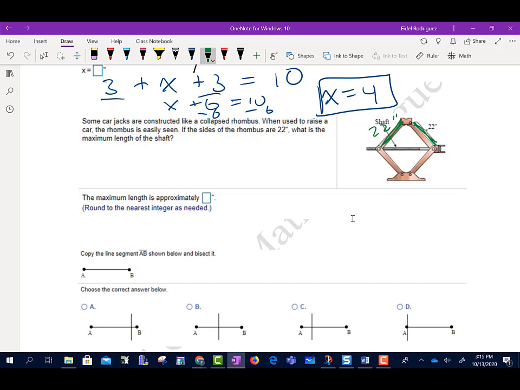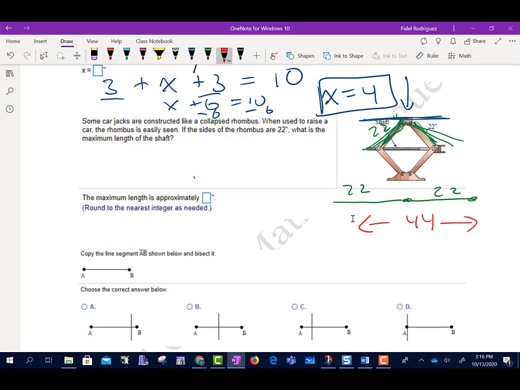So I want you to think about if the car was right here on top, and that car is pushing its weight downward, then this is going to start flattening out, and this is going to start flattening out. And we know that the total distance from here to here is 22, and the total distance from here is 22. Then the whole thing could not be more than 44 inches, right? Okay.